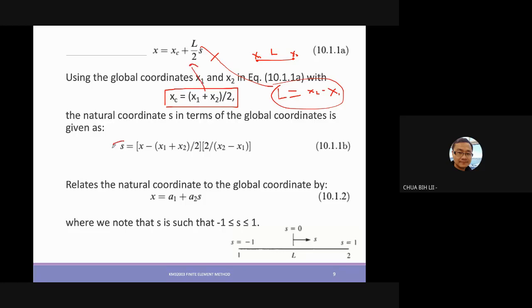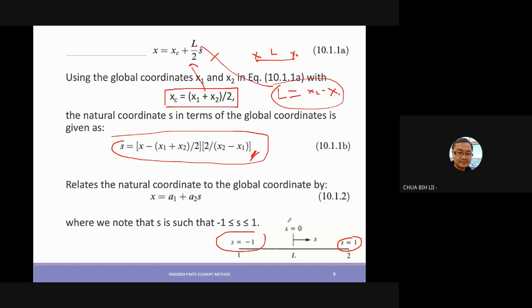So eventually you rearrange, and you will get this natural coordinate relationship, s equals x minus so on and so forth. For us as humans, this looks complicated and unnecessary. Why do we need to transform all these things? But for the computer, it is much easier, because they only have to know this position is s equals 1, and this position is s equals -1. They don't need to know the actual coordinate for their computations.